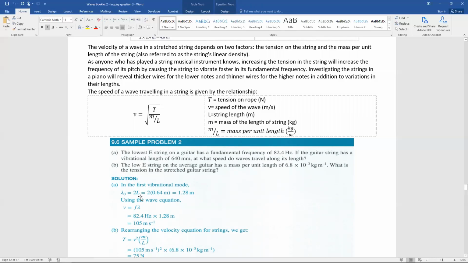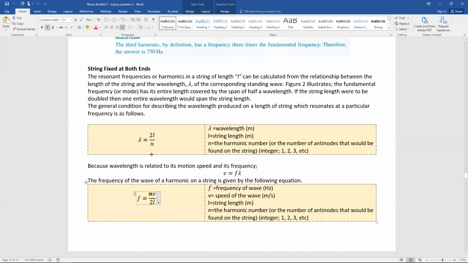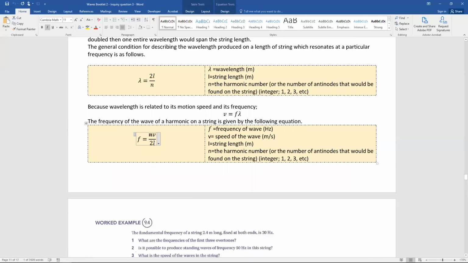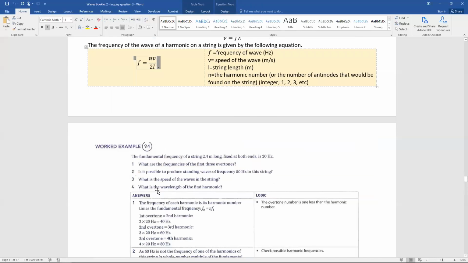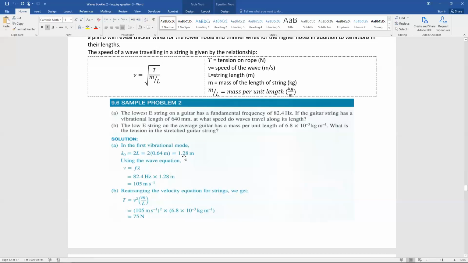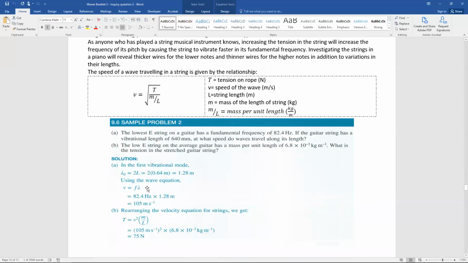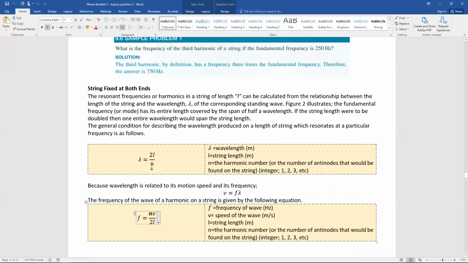What they've done is, rather than using this expression and rearranging it, twice the frequency times the length of the string, they've decided to solve for the value of the wavelength by using the wavelength to length relationship. We're assuming a fundamental frequency.